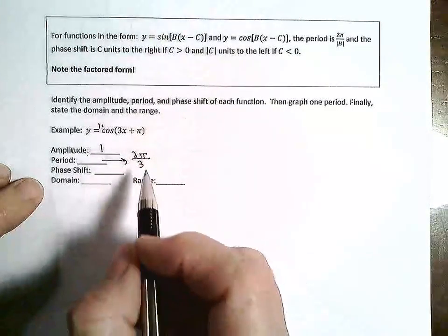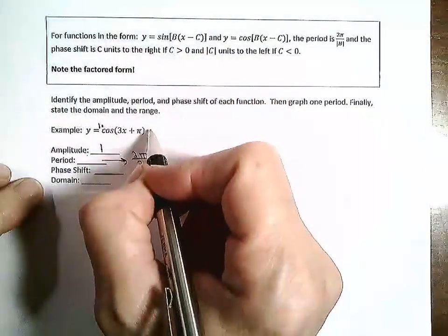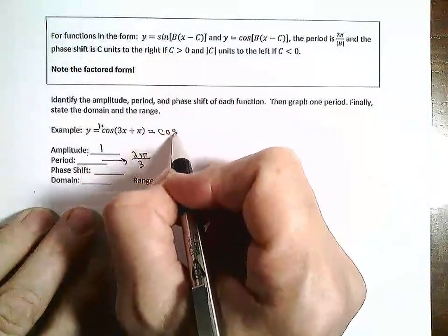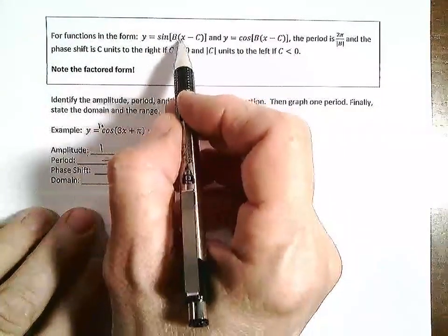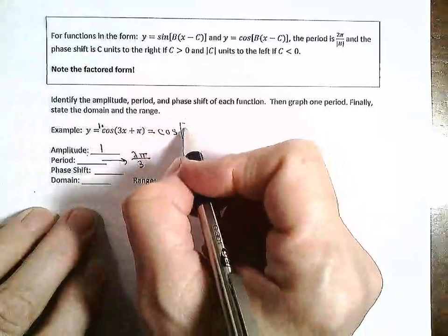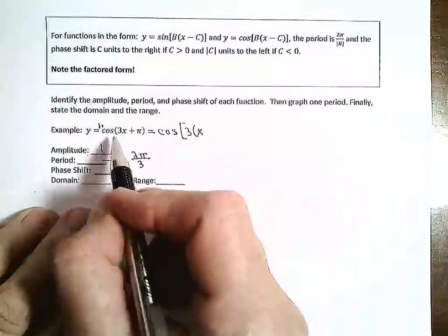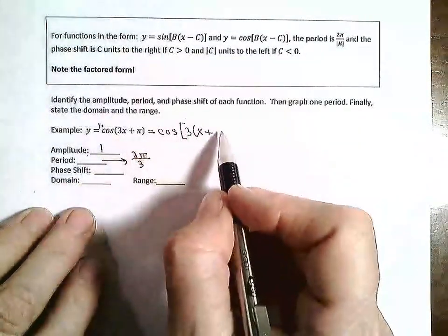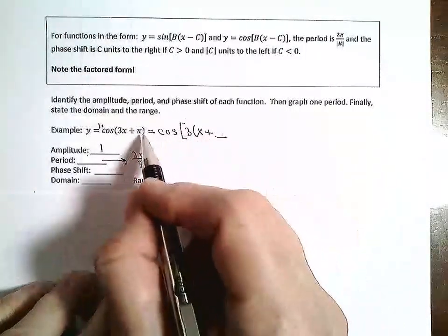The phase shift: before we can decide on the phase shift, we're going to have to put this into factored form. So I'm going to rewrite this as cosine of, and then I'm going to factor this 3 out. Notice that the coefficient of the x that's inside here is 1. Whatever the coefficient is here is what I want to factor out. So I'll have x. Notice 3 times x will give me the 3x. And then I'll need a plus here because of the plus here. And now I need to decide what goes here so that this times this will give me pi.